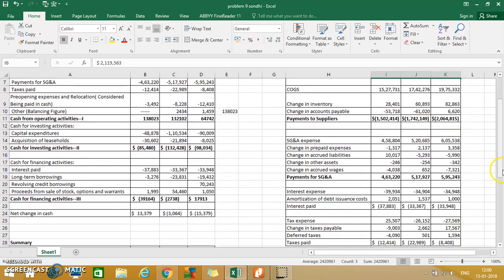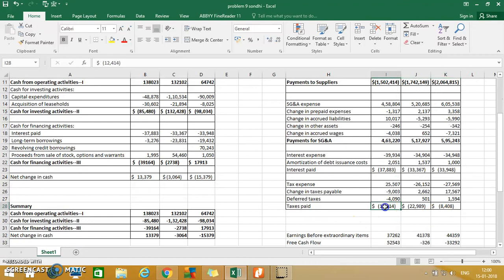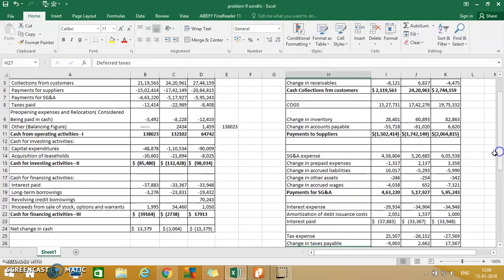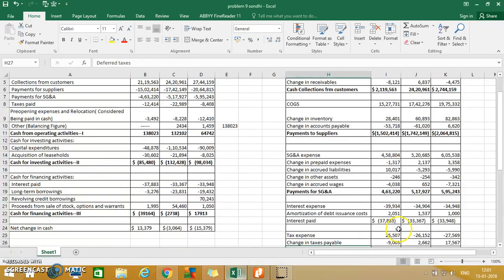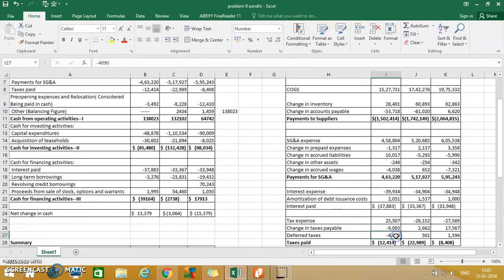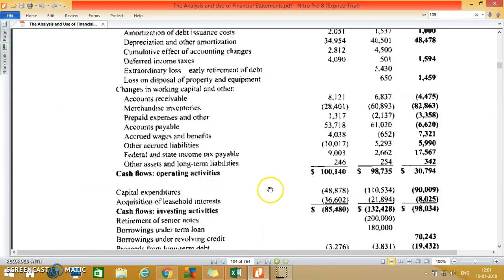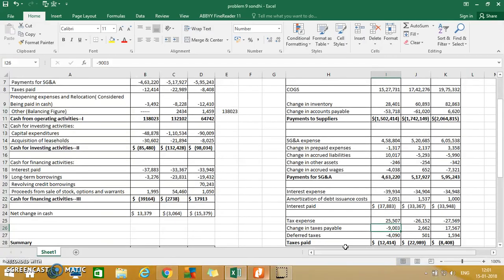In the case of tax paid, again I have taken the amounts that have been taken as a part of the working capital, as well as in the case of the deferred taxes, which is a non-cash item that they have shown in the income statement here. Say for example, deferred taxes 4090, that has been adjusted here, deferred tax. And the change in the income tax payable, you will find it in the working capital. This is just an example, you'll have to look at every other thing. Tax payable 9003, that also has been adjusted.